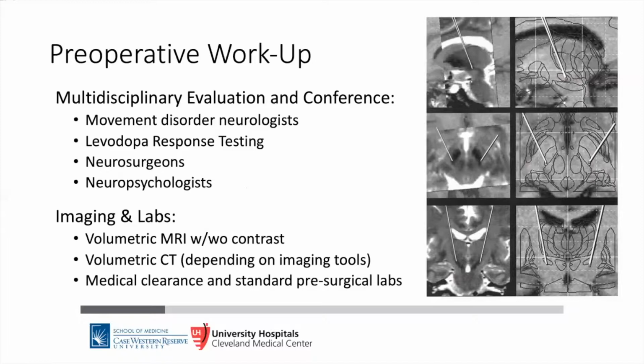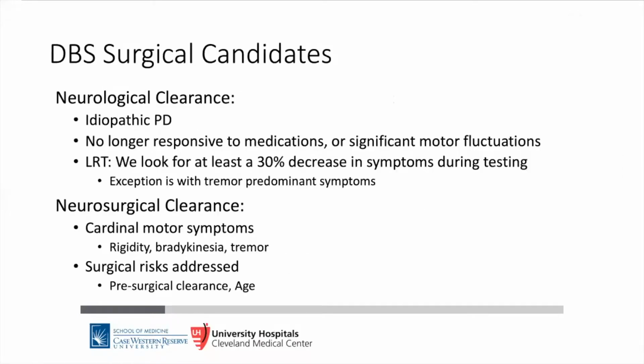So you're going to need a good movement disorder neurologist or group of neurologists. You're going to need to do levodopa response testing beforehand. The neurosurgeons will need to evaluate the patients, neuropsychologists, often a psychiatrist might be involved as well. And then you're going to need some imaging and your standard medical clearance. And all of this will sort of be discussed together at a multidisciplinary conference, ideally before implanting patients. If you go to the next slide, we can talk more about these.